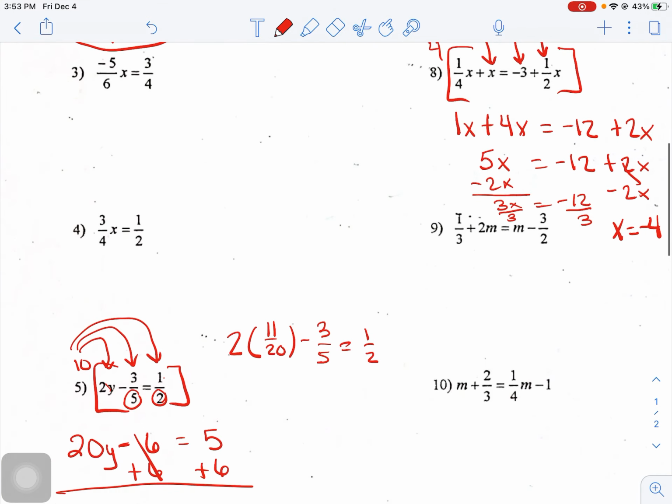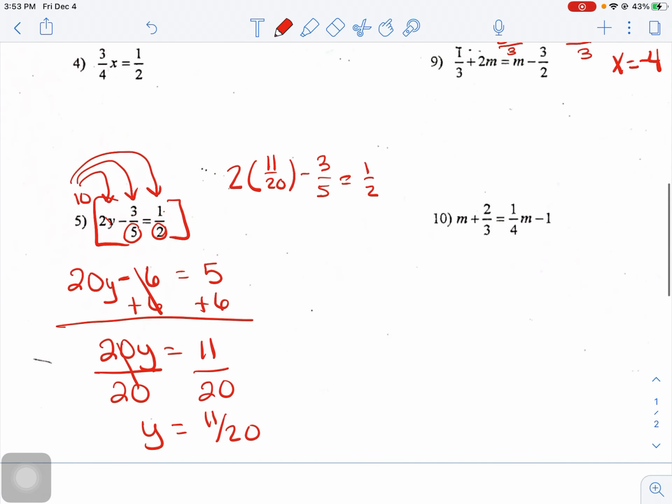All right, we'll do one final one. We'll skip down to number 10. And the other ones you'll do on your own. So we're going to look at 3 and 4. Well, we know that 3 can't go into 4 evenly, so we can do the multiplying trick. So 3 times 4 is 12. So we're going to use 12 as our number to clear. And every piece gets multiplied by 12. So 12 times m is 12m.